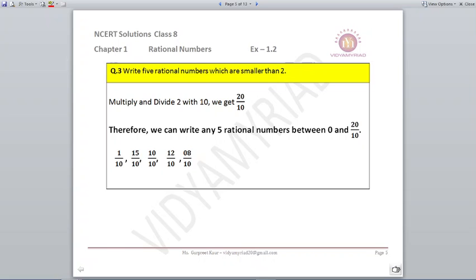So smaller than 2 means I can take positive numbers. If it is 0 to 2, there is only one whole number in between. So for that I have multiplied by 10 so that I have more scope of writing the numbers. Now from 0 to 20 upon 10, I can write down any 5 numbers. So you can pick 1 upon 10, which I have written, 15 upon 10, 10 upon 10, 12 upon 10, and 8 upon 10. You can write down any 5 rational numbers which are in between 0 and 20 upon 10.